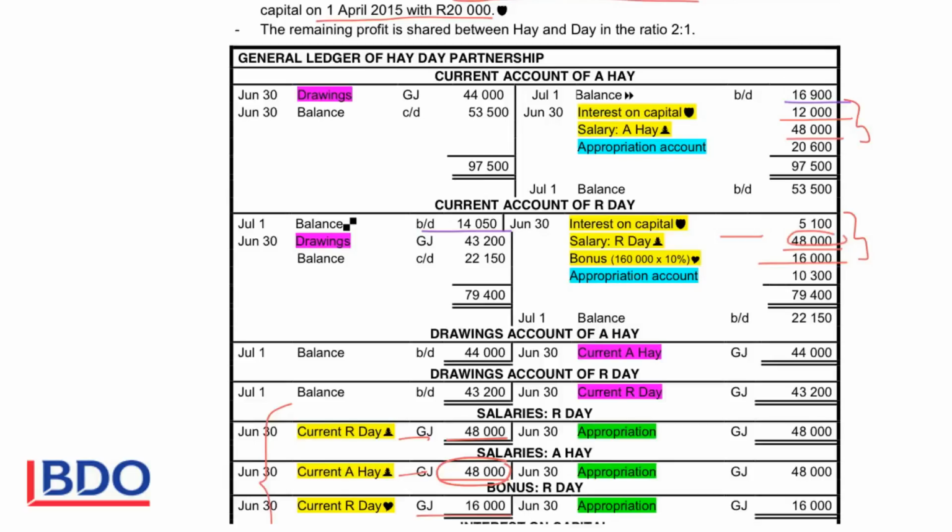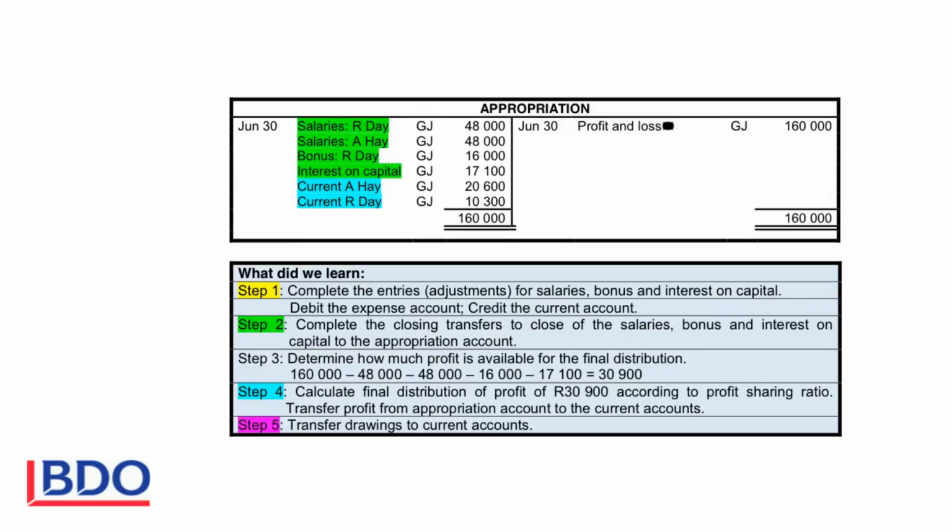account. If we look at the appropriation account, we see that we debited the appropriation account with the salaries of both partners, with the bonus and the interest on capital. And we will go and credit those nominal accounts to close off the expenses to this appropriation account. So I did the closing transfer in green, and now you will see that those same figures will appear in your expenses accounts on the credit side in the green figures to make it easier to understand.